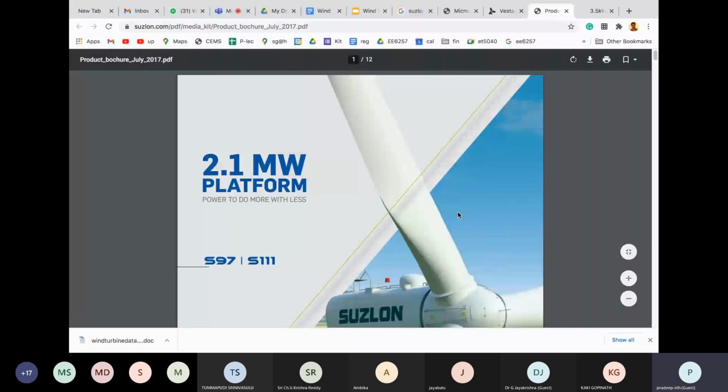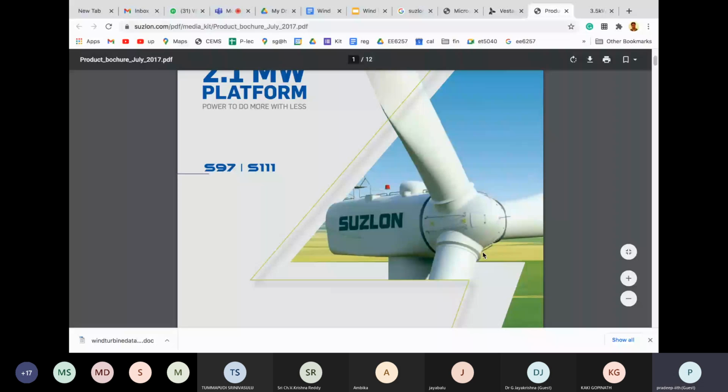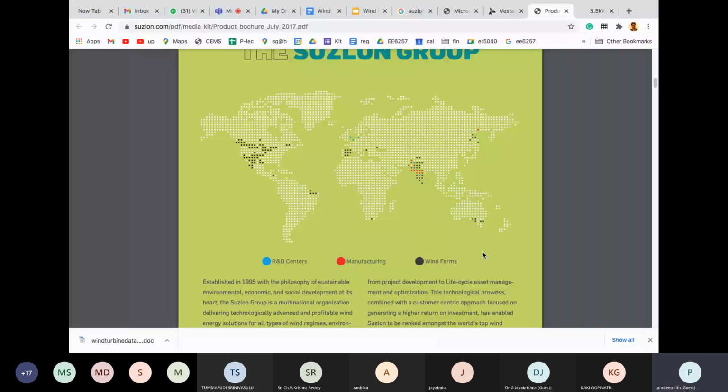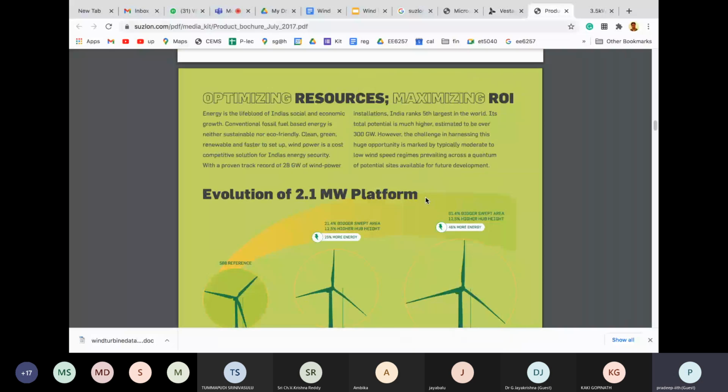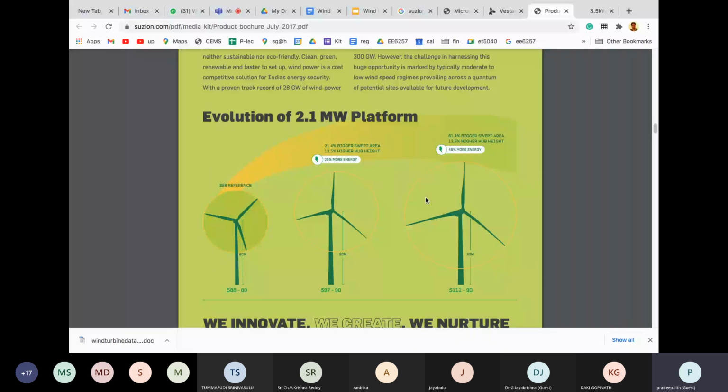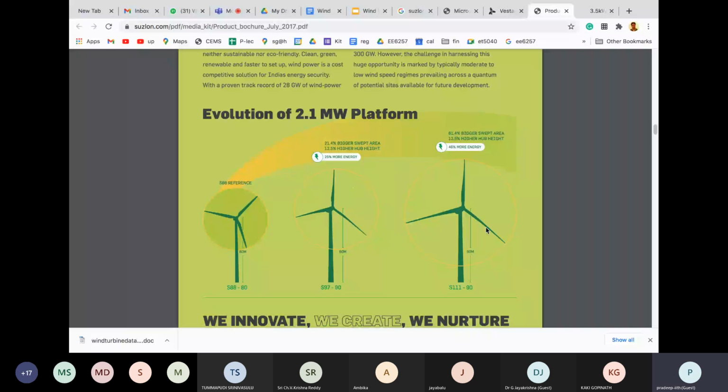So this is again the Suzlon company. I think this is based in India. So the manufacturing happens in India, but they have installations all over the world. So here you can see the swept area is increasing and the power output is also increasing. 2.1 megawatt platform.